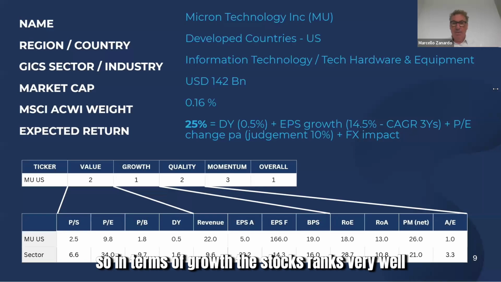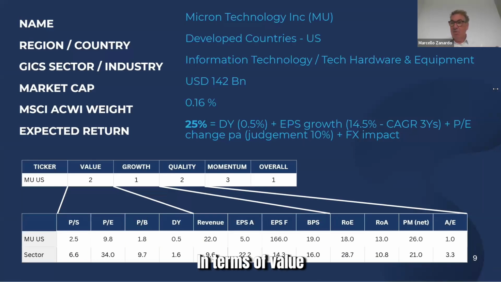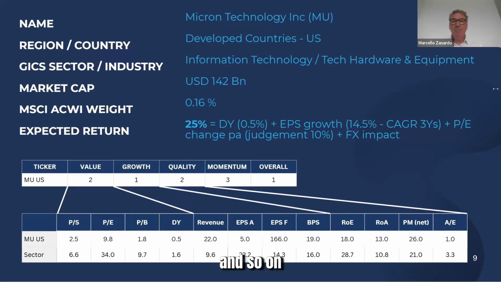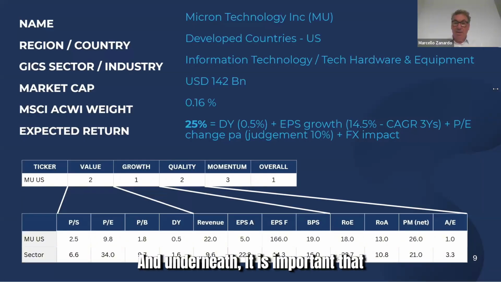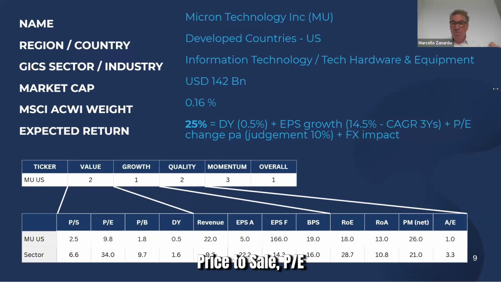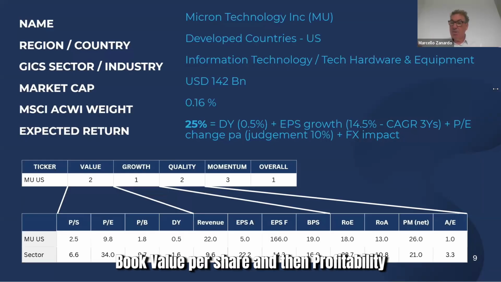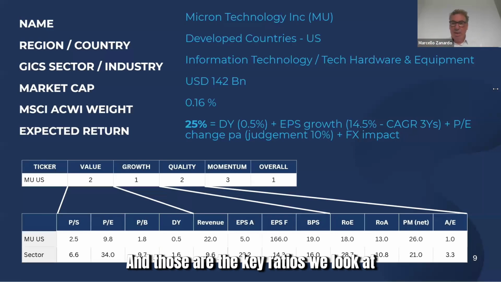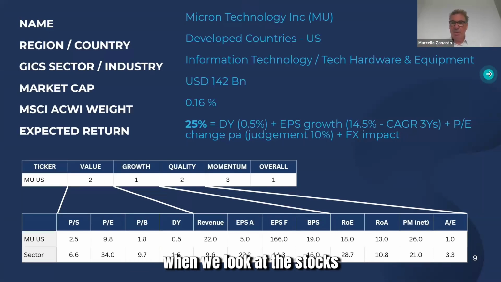In terms of growth, the stock ranks very well. In terms of value, not at the top, but second quintile. Momentum ranked third at the time of our screening, and so on. Underneath, it is important that you get familiar with the ratios that we use: price to sales, PE, price to book, dividend yield, revenue, EPS, actual EPS forecast, book value per share, and then profitability, and so on. Those are the key ratios we look at when we look at the stocks.